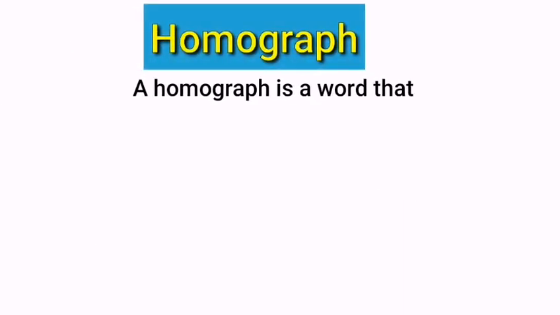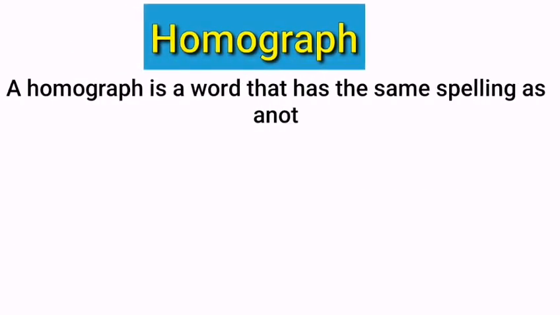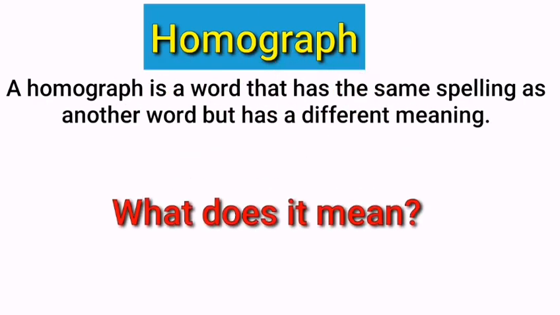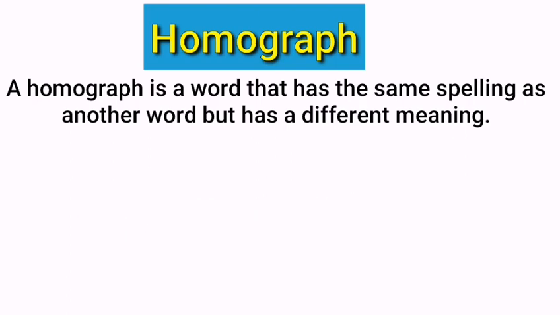Let's learn it. A homograph is a word that has the same spelling as another word but has a different meaning. What does it mean? Simply, it means that a homograph refers to a word that has the same spelling as another word but it will have different meaning and pronunciation. You need to remember that the spelling of both words will be same but the meaning and pronunciation will be different. Just look at these examples.